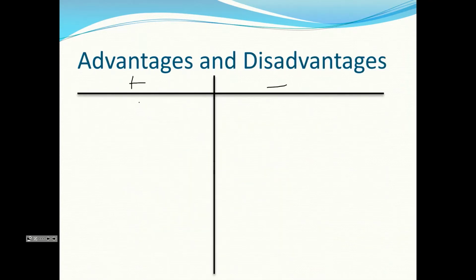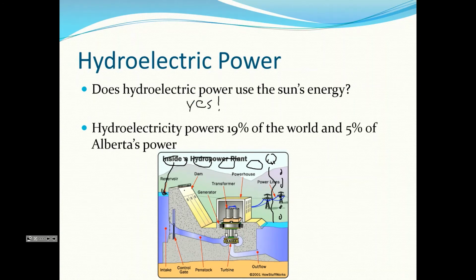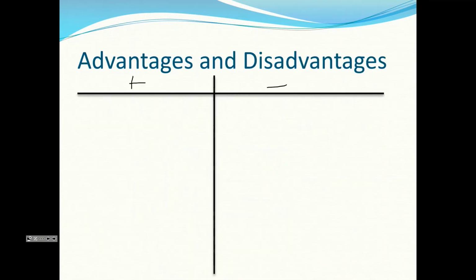So advantages, it's sustainable, right? It'll last forever, other than dam maintenance that you need to do. It's easy to do, the technology is there. The biggest disadvantage is you have to flood large areas. You have to create this reservoir up here, which causes you to flood lots of land and can damage ecosystems. That's the biggest downside to it. And it's expensive, but they're all expensive.